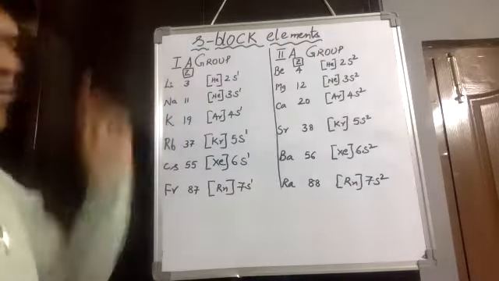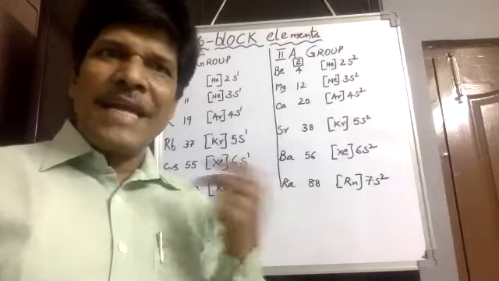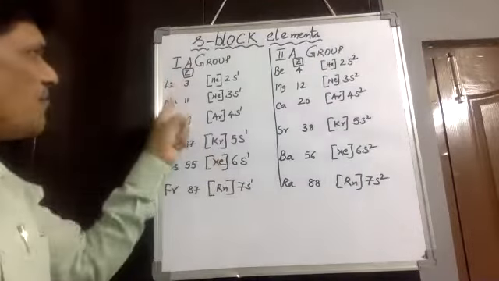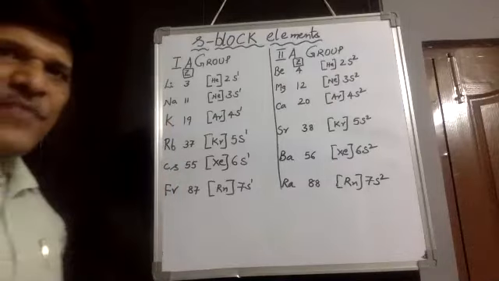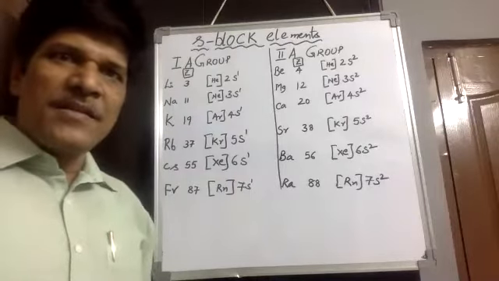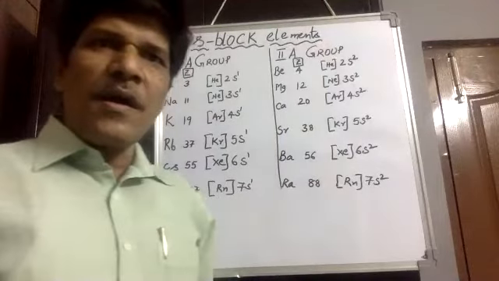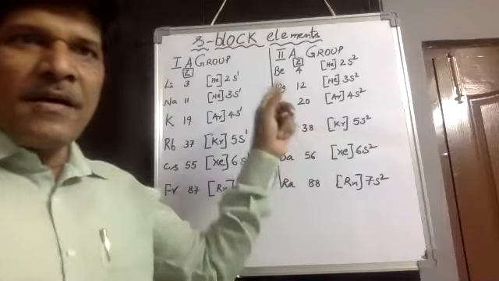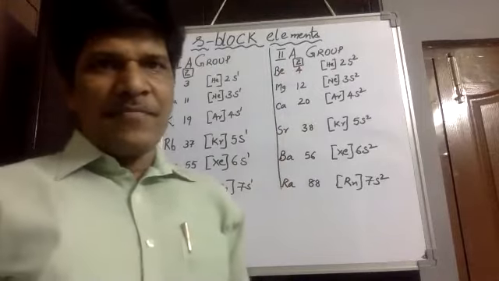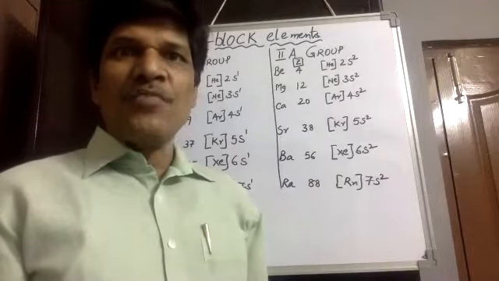In 1A group, hydrogen's position is exceptional because the hydrogen chapter is included separately. Other than hydrogen, lithium, sodium, potassium, rubidium, cesium, and francium are included as 1A group elements. They are called alkali metals. Alkali means soluble base. And 2A group elements are also called alkaline earth metals. Those elements are beryllium, magnesium, calcium, strontium, barium, and radium. So 1A and 2A are included as S block elements.